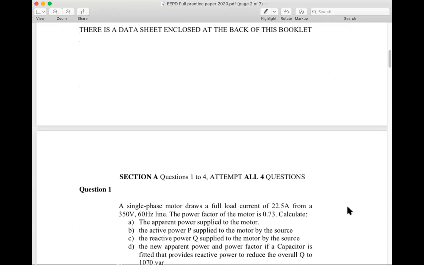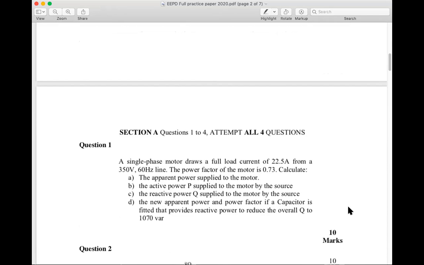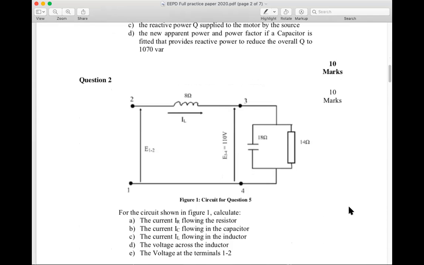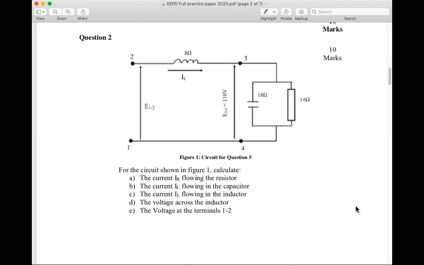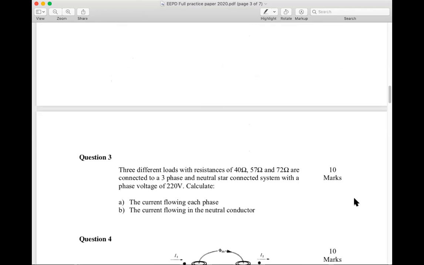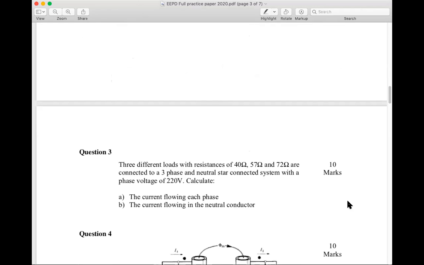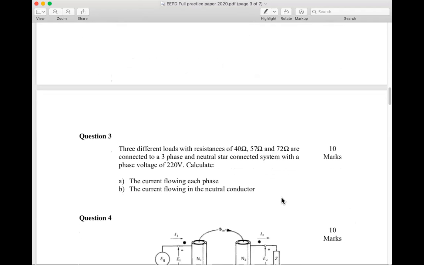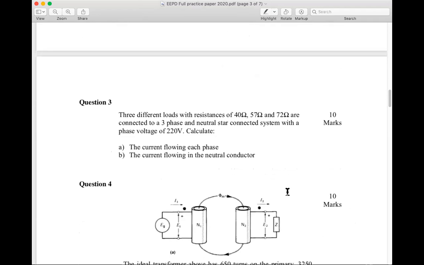So, question 1, single phase motor, apparent power, active power, reactive power, etc. We've got a question about using some complex arithmetic to solve a power question. We've certainly done an example like that in class. Yeah, don't like that. Question 3: 3 different loads connected to a 3-phase neutral. Calculate the current flowing in each phase and calculate the current flowing in the neutral conductor.